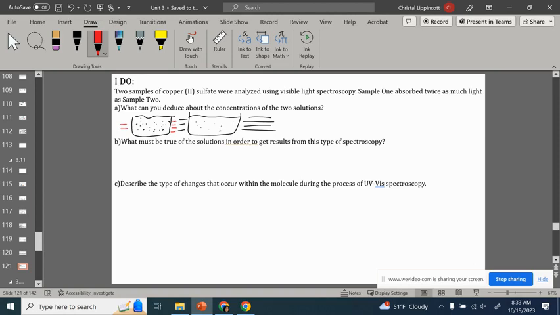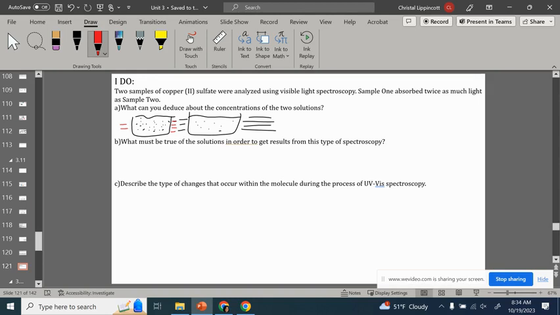Does that make sense? Remember the copper sulfate that we had? We did a whole kind of spectrum of it. Okay, that's the same idea as this, and that's what you're going to be doing tomorrow in lab. You're going to be doing your calculations, and then you're going to determine how much you need to dilute it down to get different concentrations of this. So what must be true of the solutions to get this result?